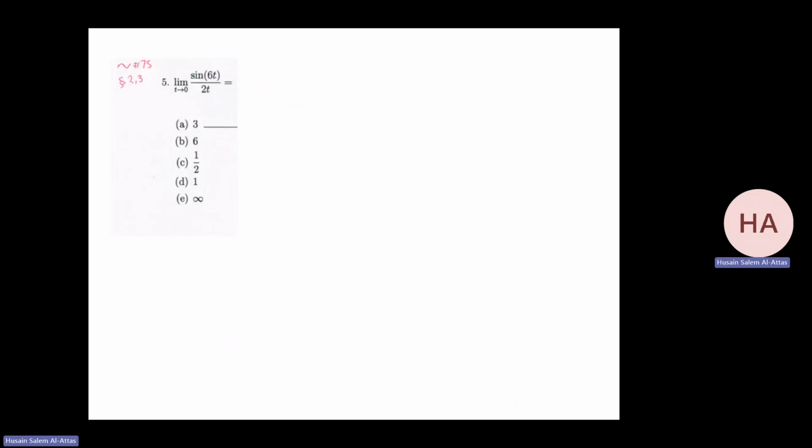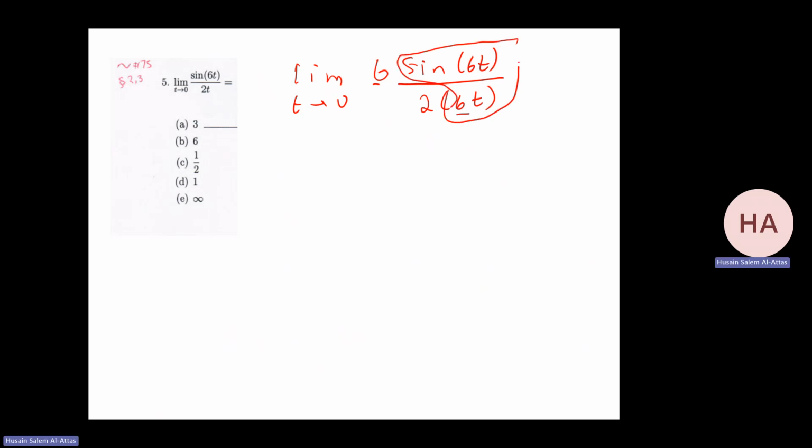Okay. Now let us do all the exam problems. Sine 60 over 2t. Yeah, very clear, I can do it. Sine 6t, I have here 2 times 6t, and I put 6 here. So 6 with 6 is cancelled, so this limit will be 1. So I have 6 over 2 times 1, which is 3. So this is my answer.